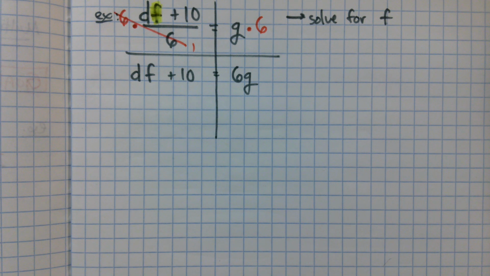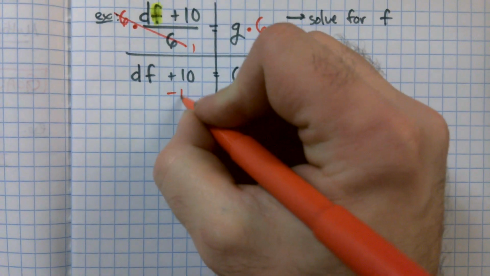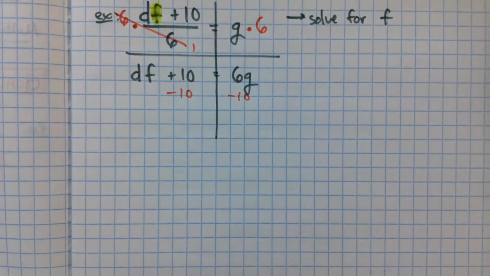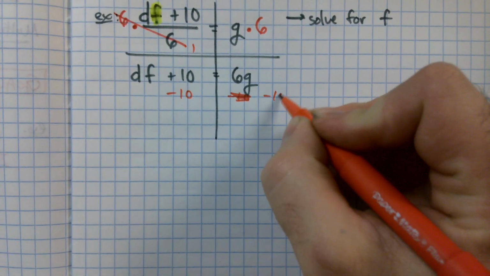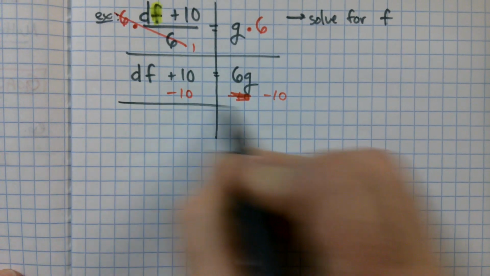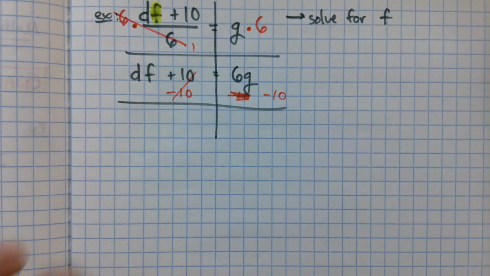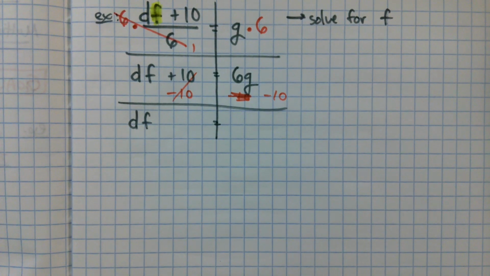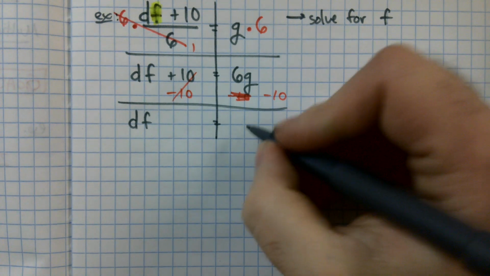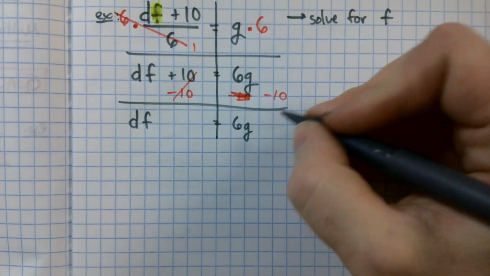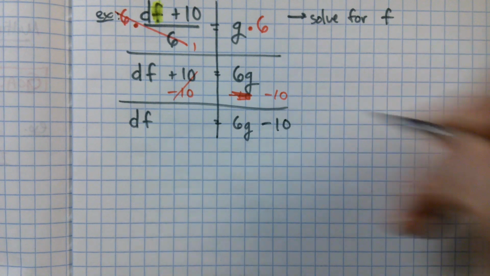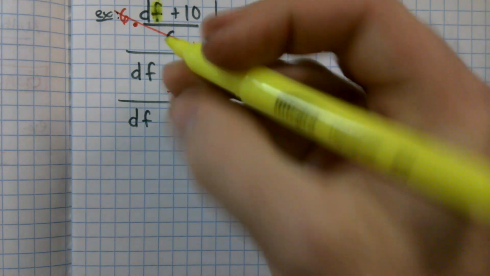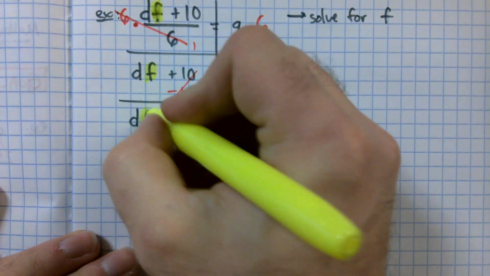What's next? Subtract 10. Oops, sorry. Okay, 10 minus 10 is 0. That leaves me with df. What's 6g minus 10? 6g minus 10. Good. Not negative 4g, right? Because 10 is a constant, and we can't combine them.